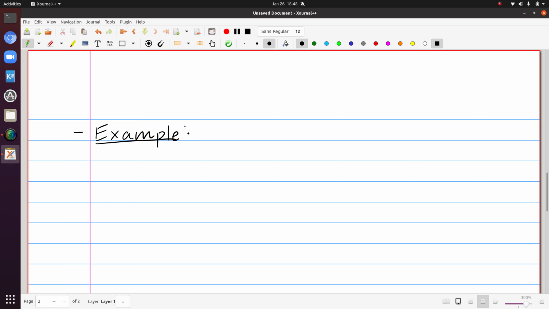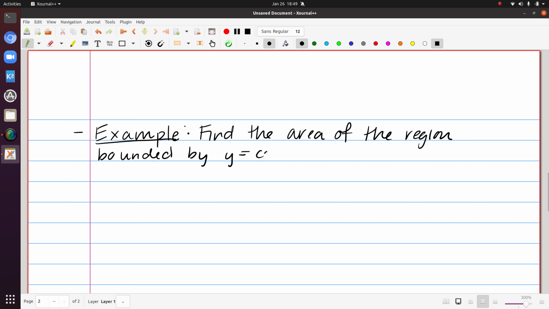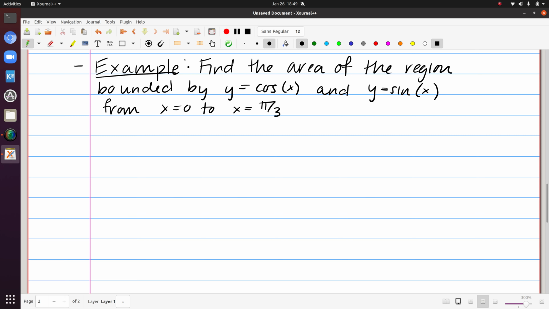Suppose now that we want to find the area of the region bounded by y equals cosine of x and y equals sine of x from x equals 0 to x equals pi over 3.